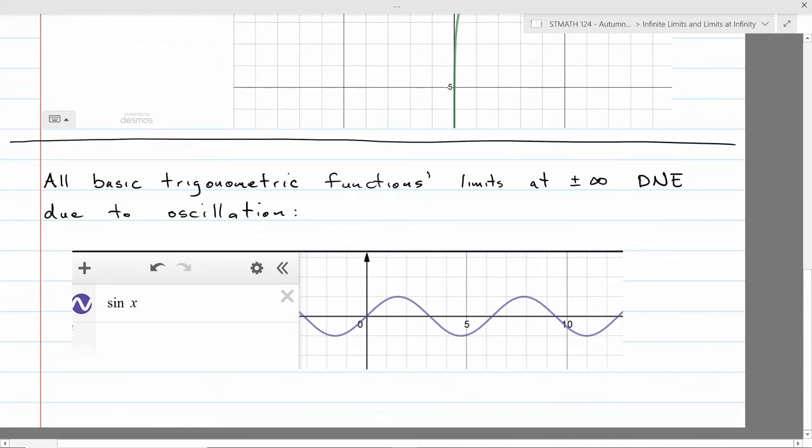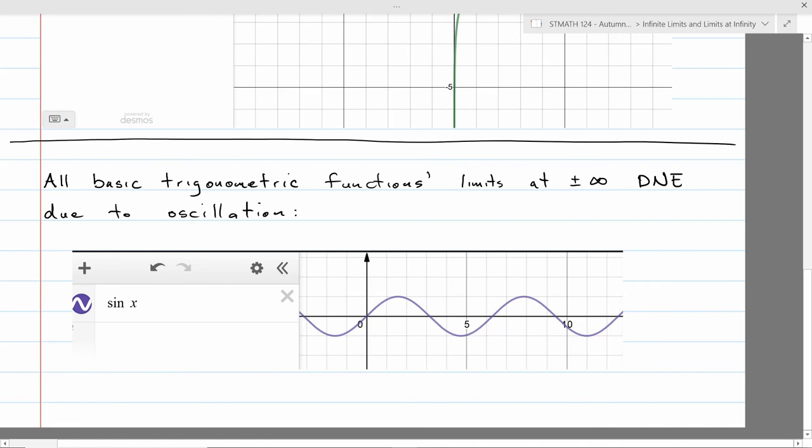They all do not exist, because all trig functions wobble. They do this thing called oscillation. For example, you see the graph of the sine function, and forever and ever it just keeps doing that same sort of periodic wave, right?